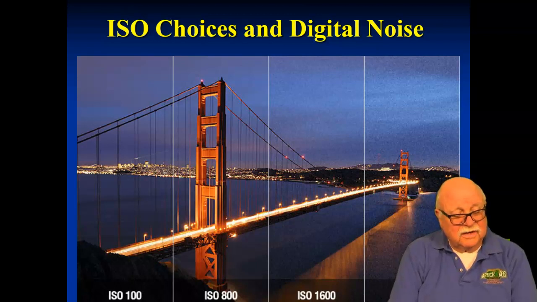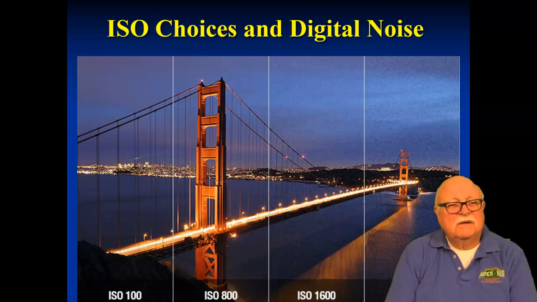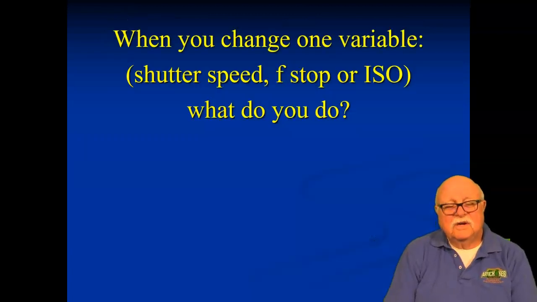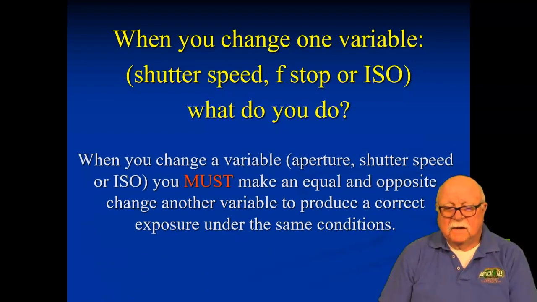Our camera's on a tripod, and we can have a slow shutter speed and a low ISO or sensitivity, so we get excellent detail. As we move up the ISO, the quality of the image gets poorer and poorer. The grain or pixels in the image become more and more obvious. When you change one of the variables, shutter speed, f-stop, or ISO sensitivity, what do you have to do to get the proper exposure?